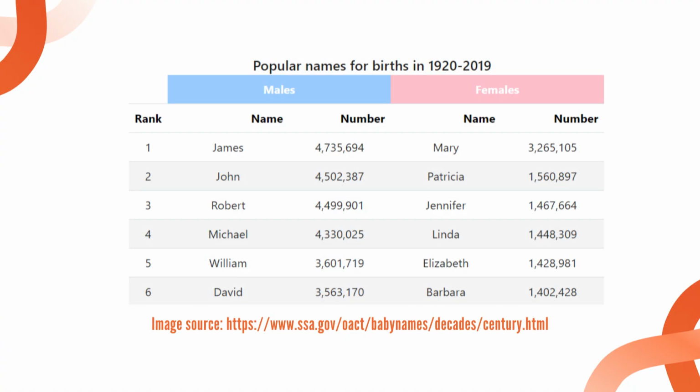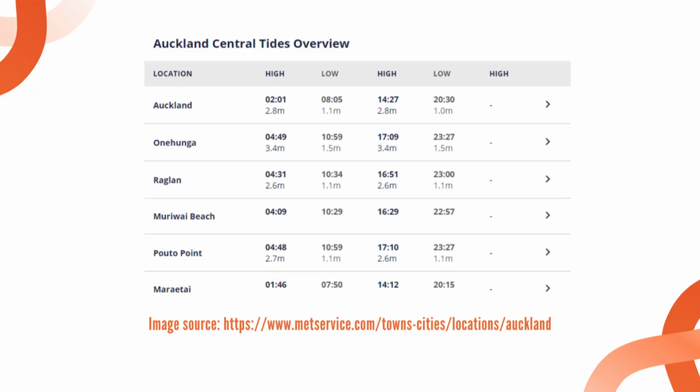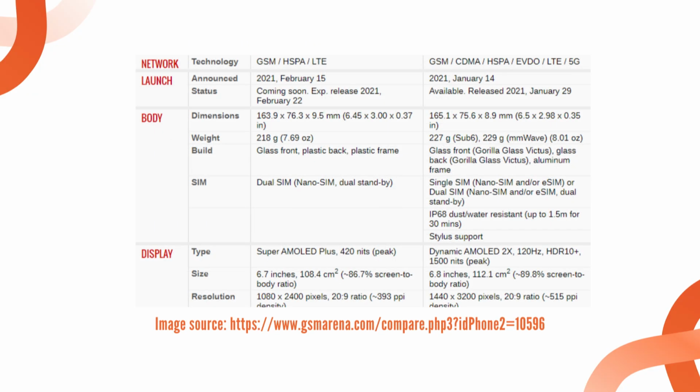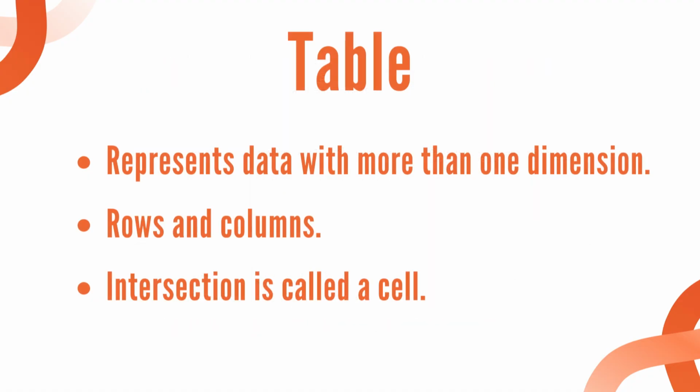And similarly for other examples as well, you have popular names along with their ranks, and you have weather information, so you have central tide information in various cities. And of course we have the example of comparing two different mobile phones based on different categories. So as you can see, tables are used in various different formats, and you would have definitely come across tables in the past.